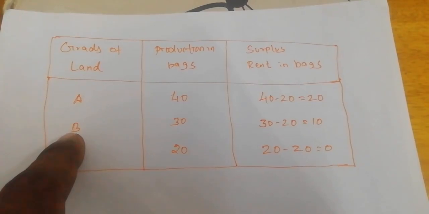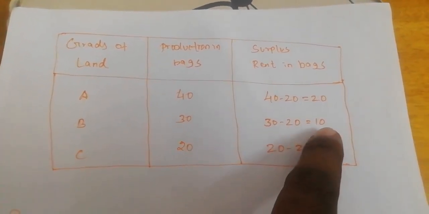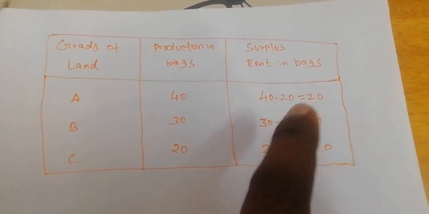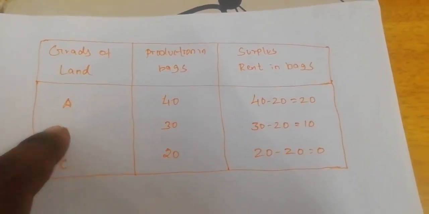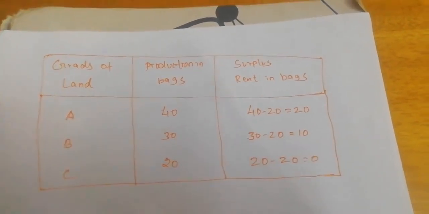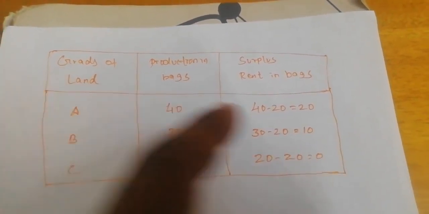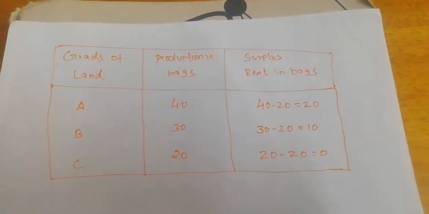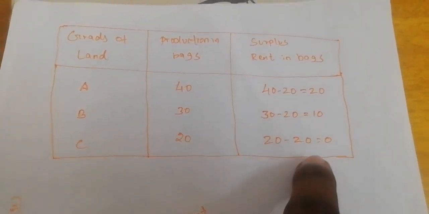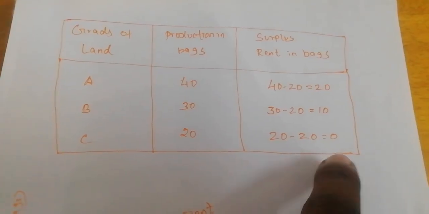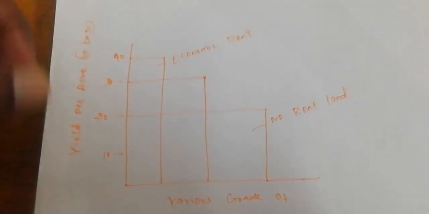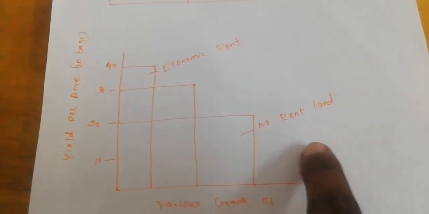So the B grade land also will have the 10 bags of surplus paddy. So the rent for the B grade land is just 10 bags of paddy, and the rent for the A grade land will get the 20 bags of paddy. Next, the C grade land will never get the rent. So here the C grade land is considered as a no rent land.